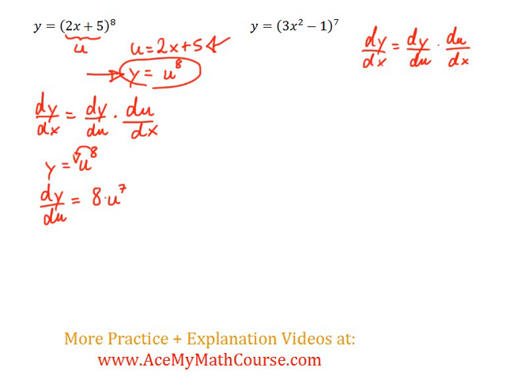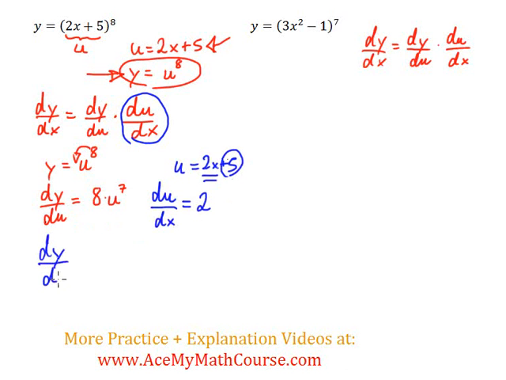Great. Now that's done, and we need to find out what du dx is. So du dx, well, let's take u equals 2x plus 5. The derivative of u with respect to x, well, what's the derivative of 2x? It's just 2. And the derivative of the constant is 0. So du dx is 2. Great, look at that. Now we're almost done.